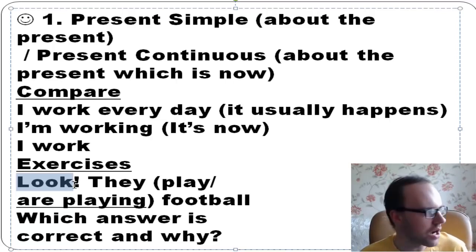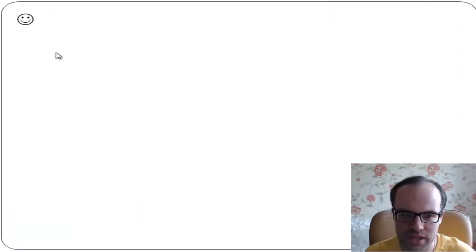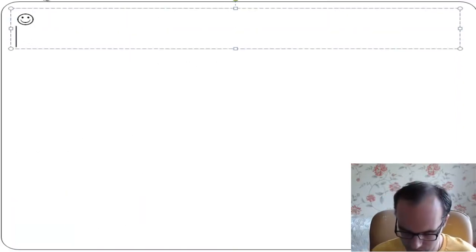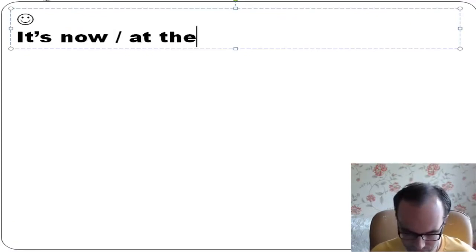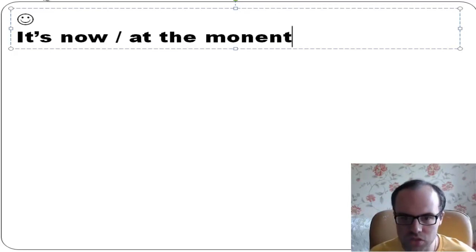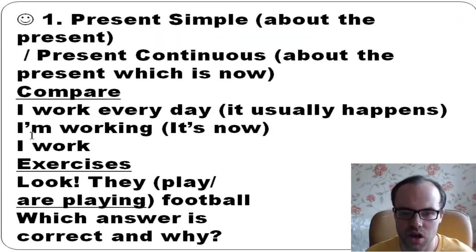Look, they are playing football. It's now. It's at the moment. So you need to use present continuous. Very good. Okay, present simple and present continuous.